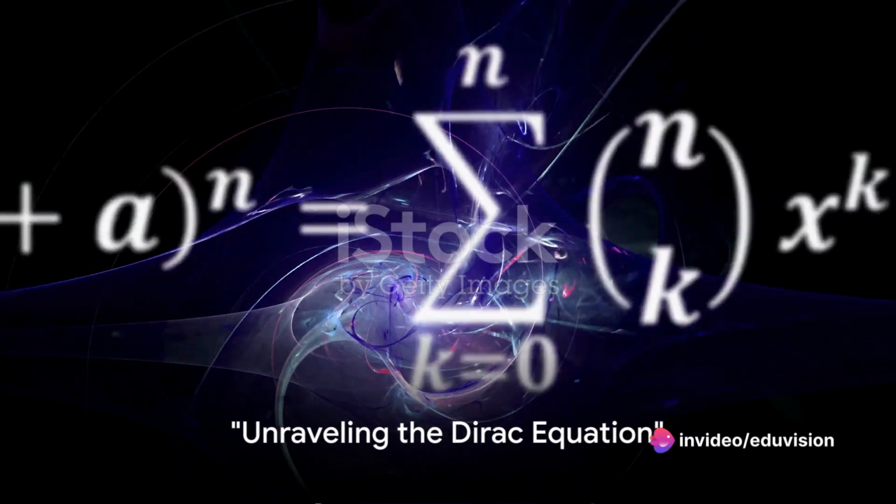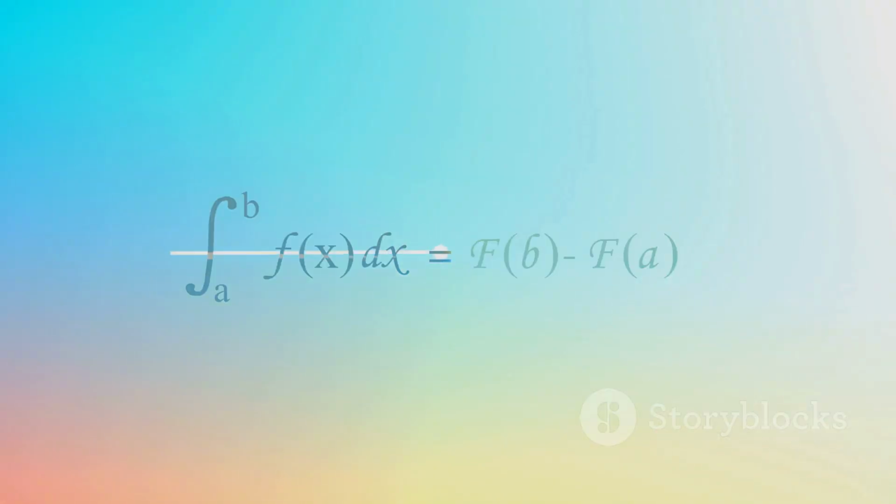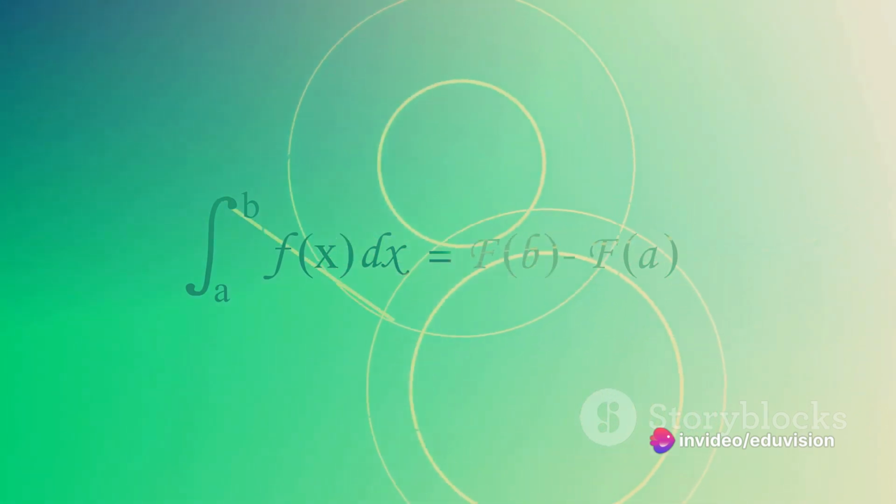The Dirac equation, though complex, can be broken down into simpler, more understandable components. Let's start with the basic form of the equation. In its simplest form, the Dirac equation looks like this: iħ ∂ψ/∂t = (α·p c + βmc²)ψ. This equation might look intimidating at first, but let's take a closer look.